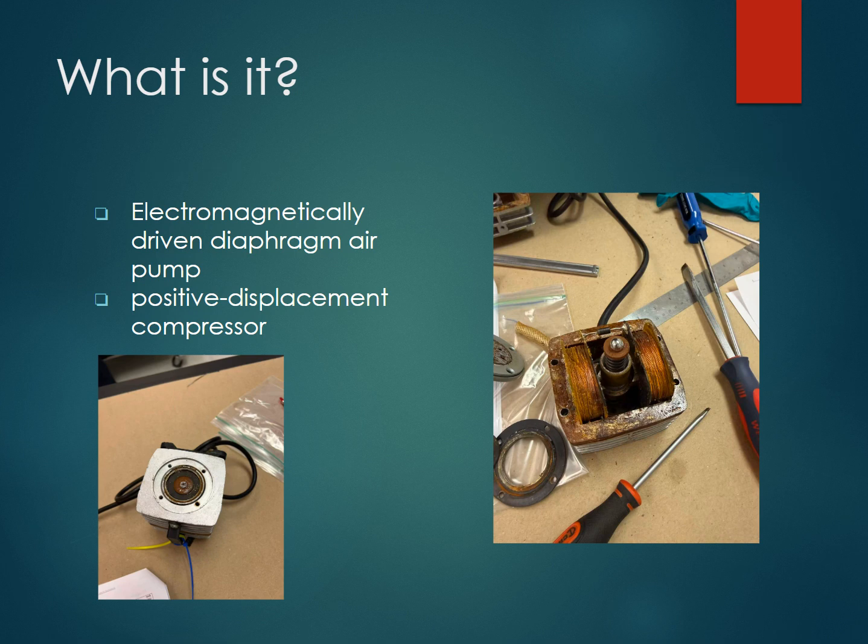So when the volume in the chamber increases, pressure drops, drawing in air. And when the volume in the chamber decreases, the pressure rises and pushes air out, and it has one-way valves which allow this to happen.